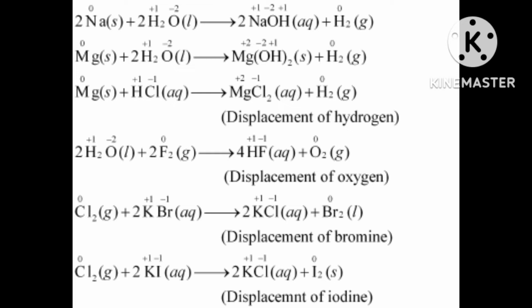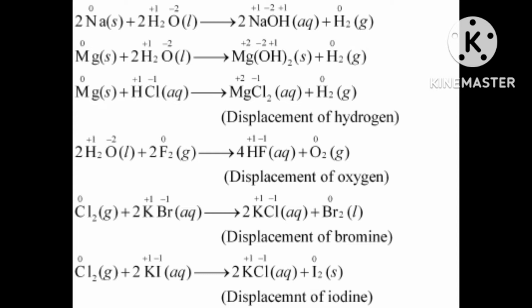Then I was telling you that fluorine, if it reacts with H2O, will remove O from H2O, and it will come in the place of oxygen. Means here oxygen is going to be replaced. Example I am telling you: 2H2O plus 2F2, fluorine, will give you 4HF, hydrogen fluoride, plus oxygen. Then here the oxidation state, if you write, in H2O, H is plus 1, oxygen is minus 2.